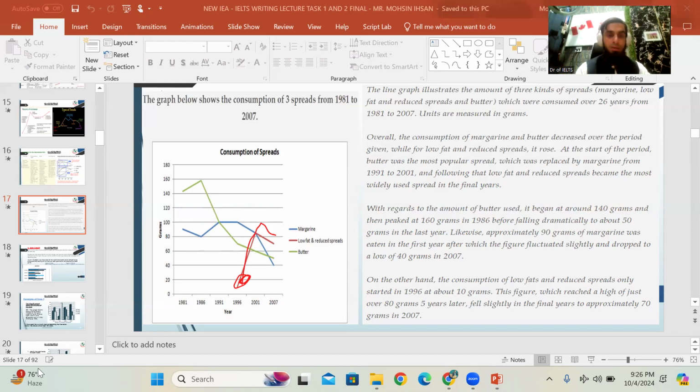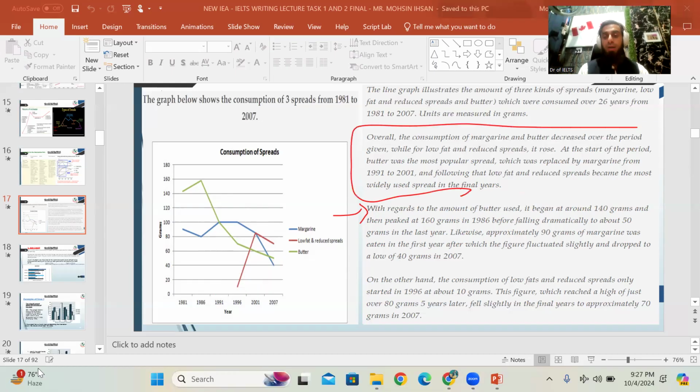First discussion, green line is at the top in the start. It declined. Blue line is at the second position, but it inclined, then declined also. Inclined matlab increase hua. And what about the brown one that represents low fat? We definitely names likhne. At the beginning, it was at the bottom, low position, 10. But later on, it increased. It increased and went through the good position, right?